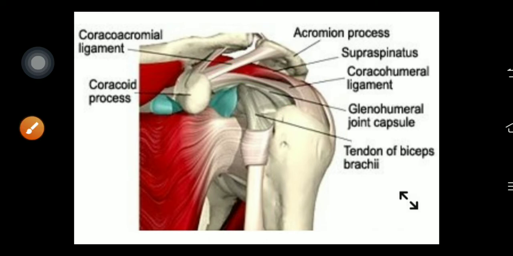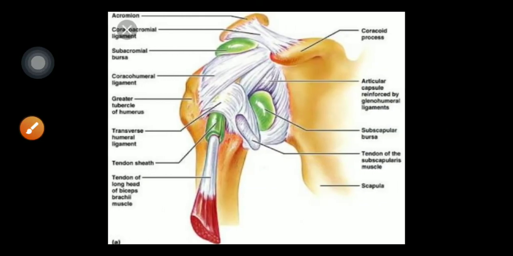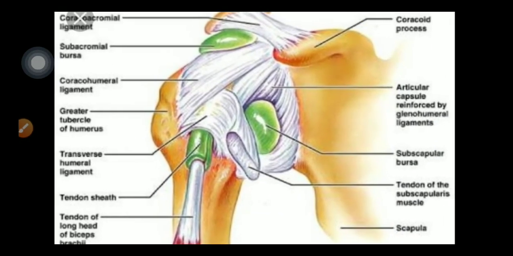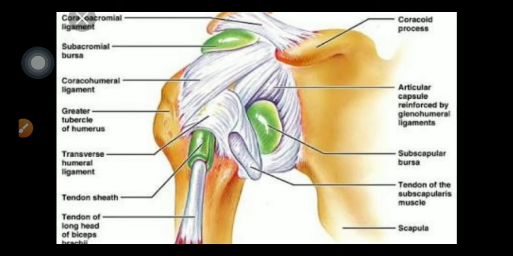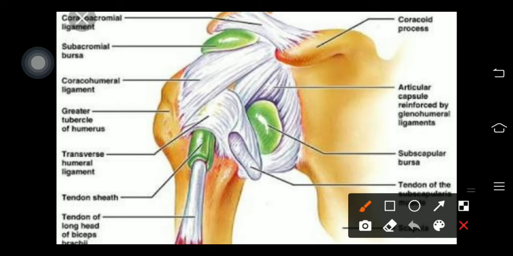The next thing we are going to see is the bursae of this joint. There are three bursae, two main bursae and another one. The three bursae are the subscapular bursa, subacromial bursa, and infraspinatus bursa. The first bursa I'm going to talk about is the subscapular bursa. As you can see, this green part is the subscapular bursa.